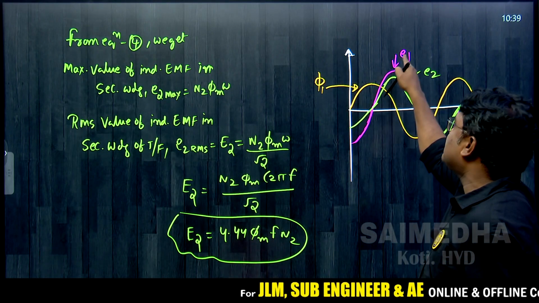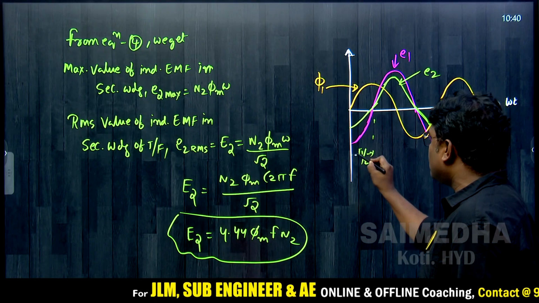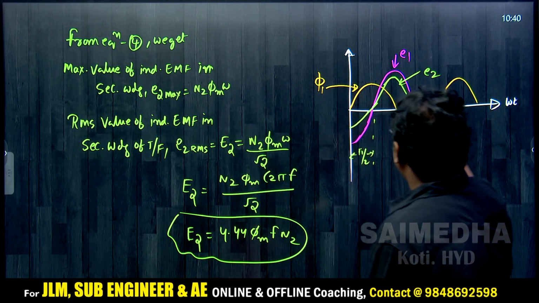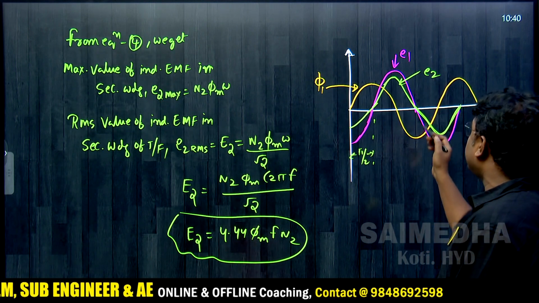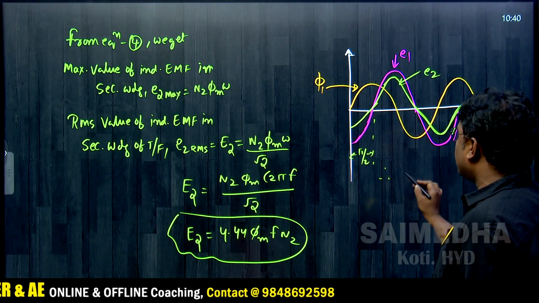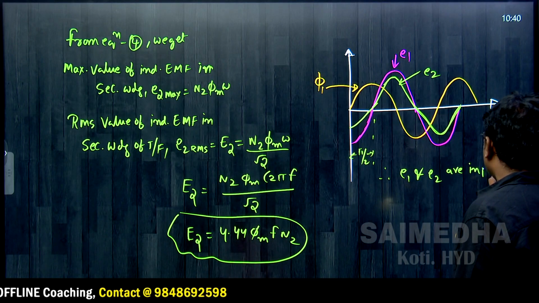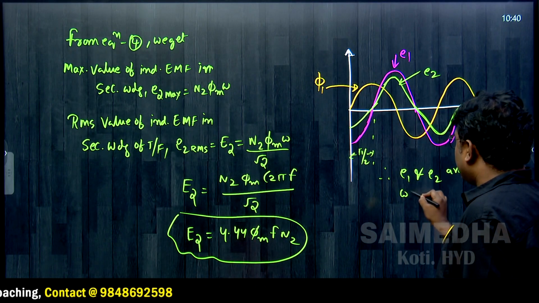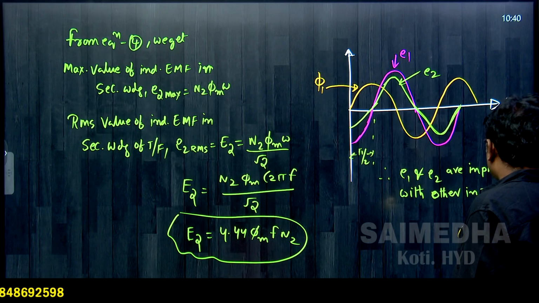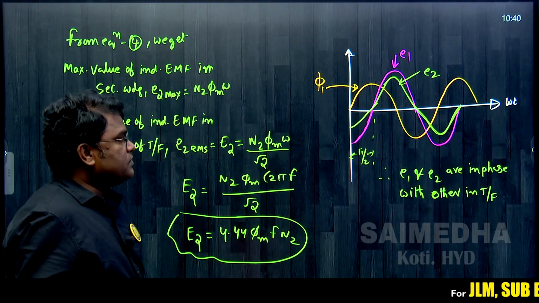So E1 lags the flux by 90 degrees, and this angle is equal to pi by 2. E2 also lags the flux by 90 degrees. These two are in phase. So I conclude that E1 and E2 are in phase with each other in the transformer. The primary induced EMF and the secondary induced EMF are in phase.